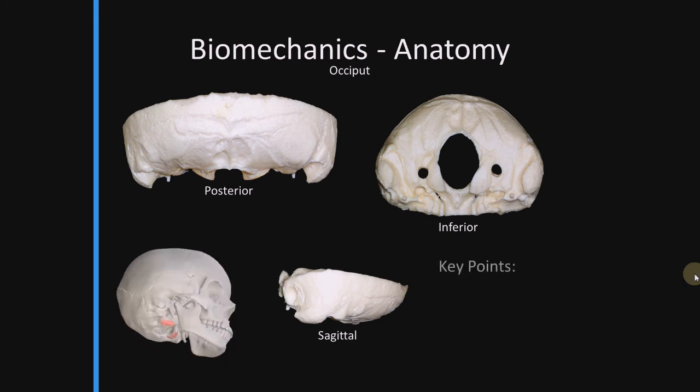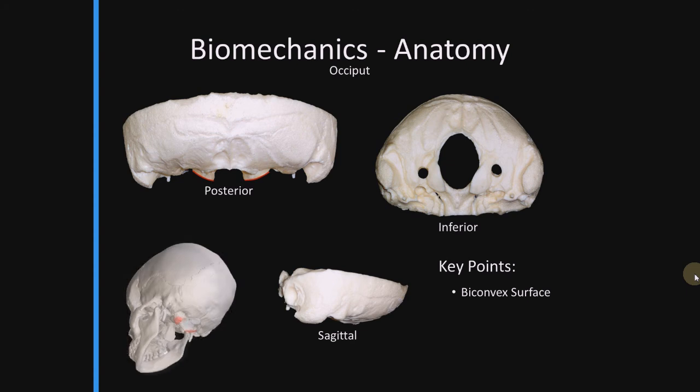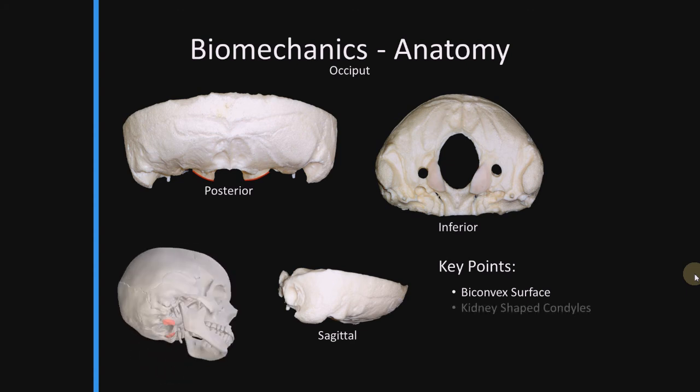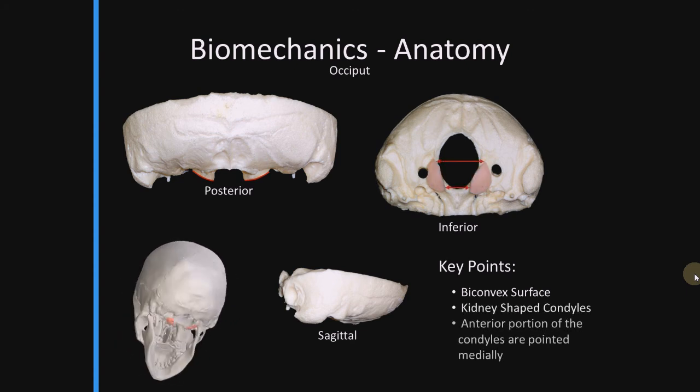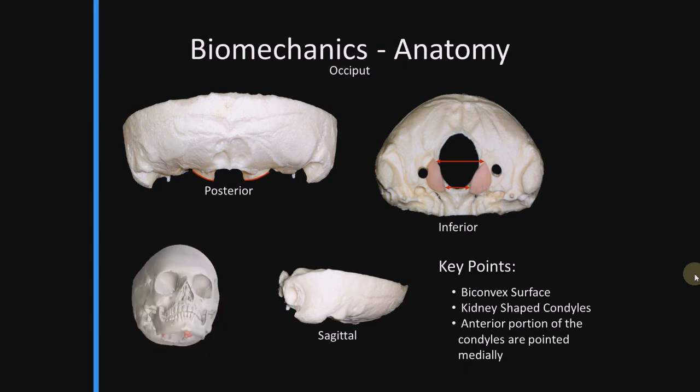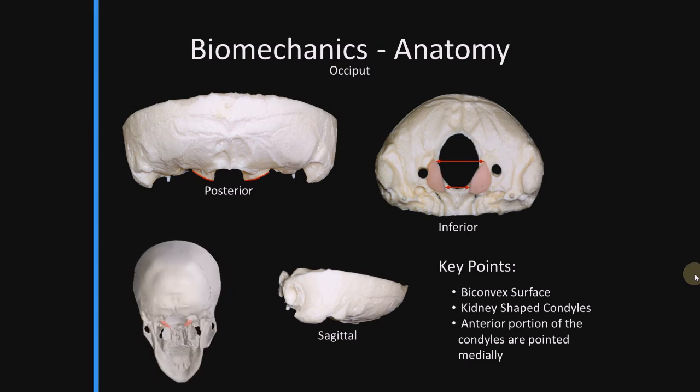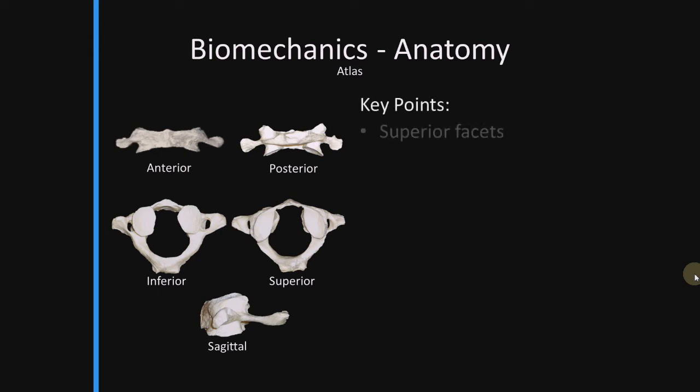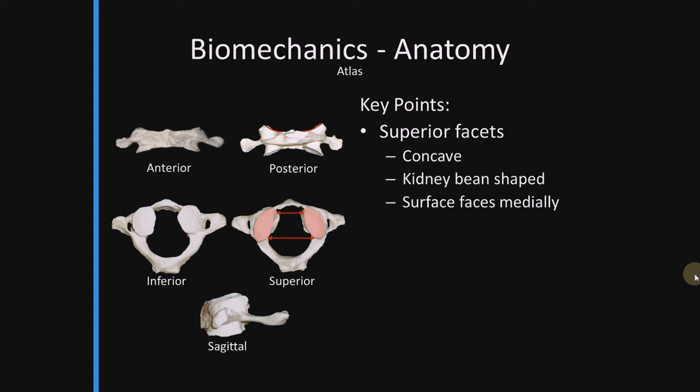superior C1 vertebrae. So looking at the key points, we have a biconvex surface that is kidney bean shaped, and the anterior portion of the condyles are pointed more medially than the posterior portions. When we look at the C1 vertebrae, the superior surface of C1 is concave to articulate with the convex condyles of the skull, also kidney bean shaped, also facing medially as the occipital condyles were.